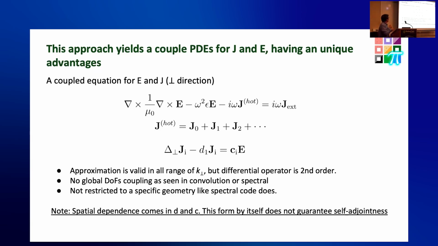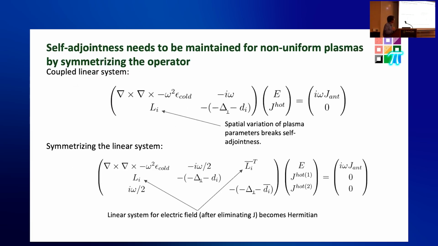If we do it, there are several advantages. First, because this is a usual diffusion operator, we can use MFEM's operator directly without thinking too much about non-locality and so on. There's no global degree of freedom coupling, because we don't do the convolution. Now, how does it work? Before going to show the result, one more thing.